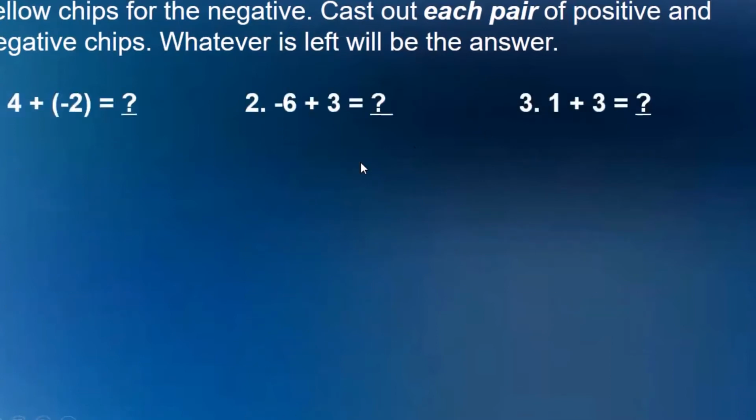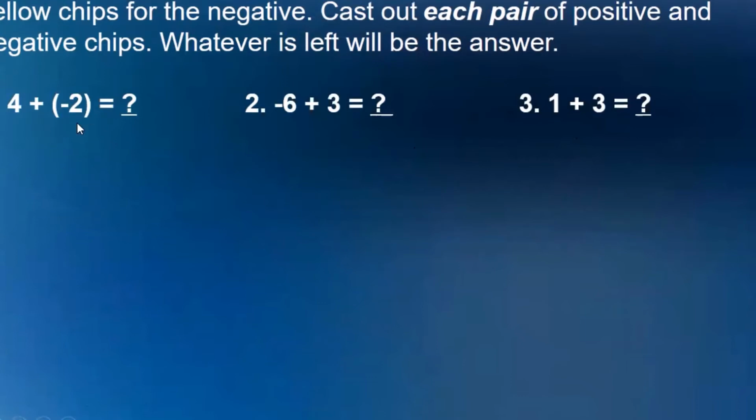So another example, represent the given using chips. The red chips represent the positive numbers and yellow chips for the negative. So cast out each pair of positive and negative chips. Whatever is left will be the answer. So we have 3 examples. Let us answer number 1.